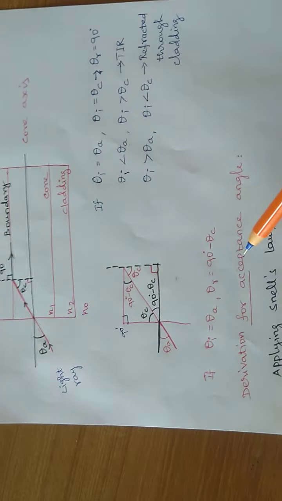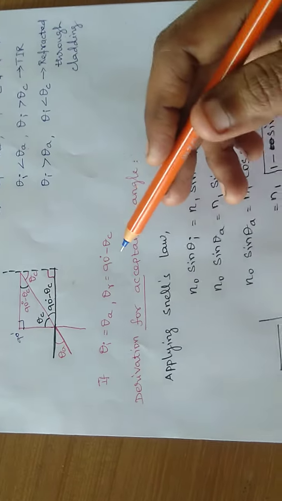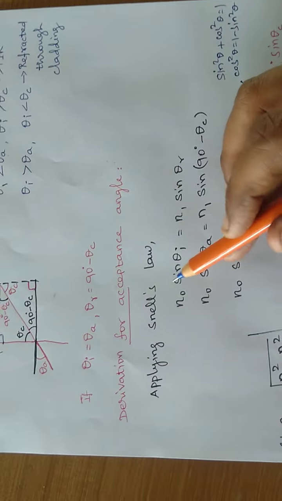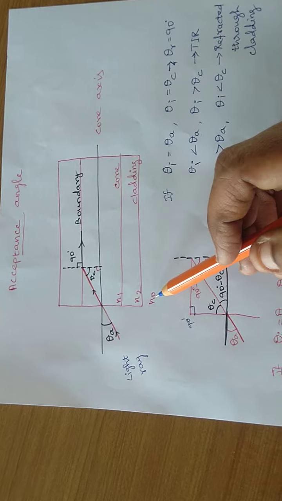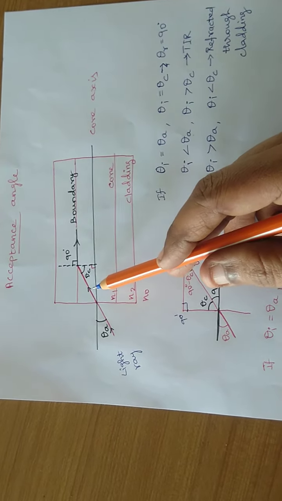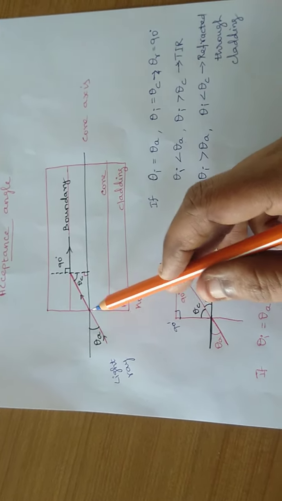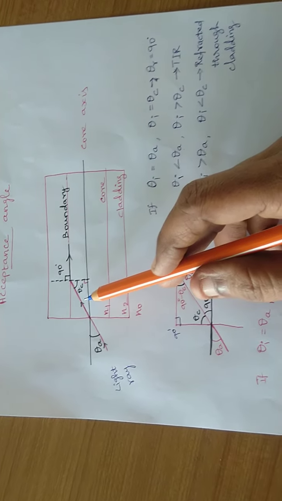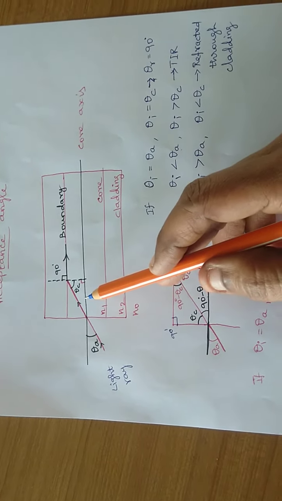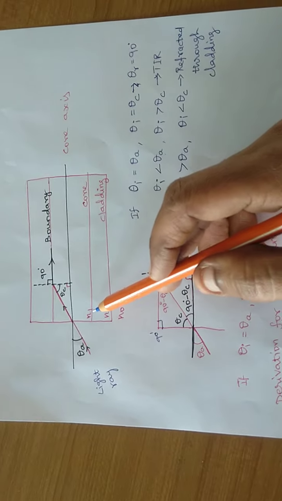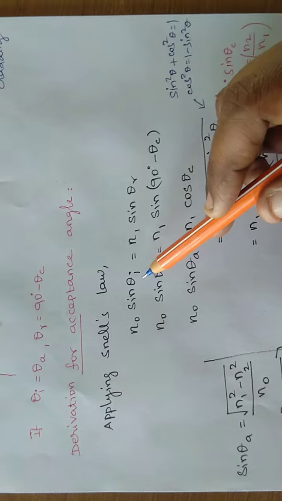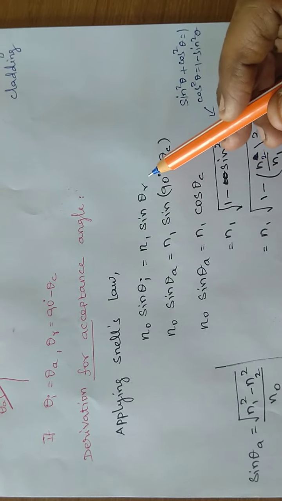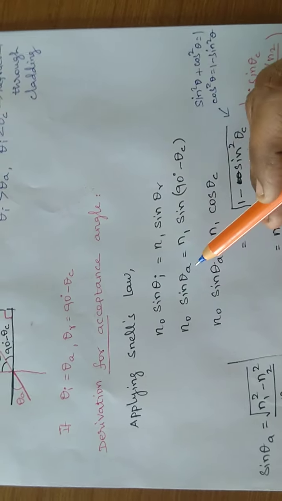Next one, derivation for the acceptance angle. For this we are going to consider Snell's law. Here we consider two media. One is the surrounding medium, its refractive index is N0, and another one is the core medium, because the light ray gets inserted into the core. So the core medium is considered, its refractive index is N1. According to Snell's law, N0 sin theta I is equal to N1 sin theta R. Instead of theta I, we can write theta A.